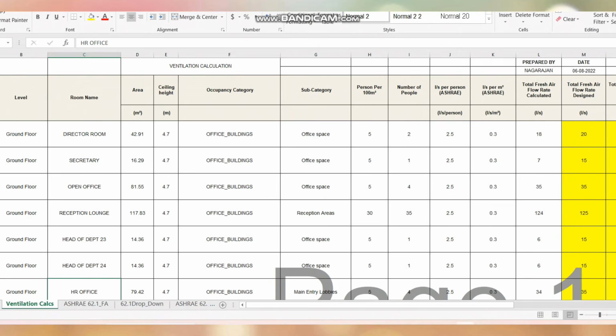So now for the next one, head of department 423 and head of department 424, where again I have mentioned the area. The room height is the same, and both come under office building. And the subcategory is office space only, there is no change.